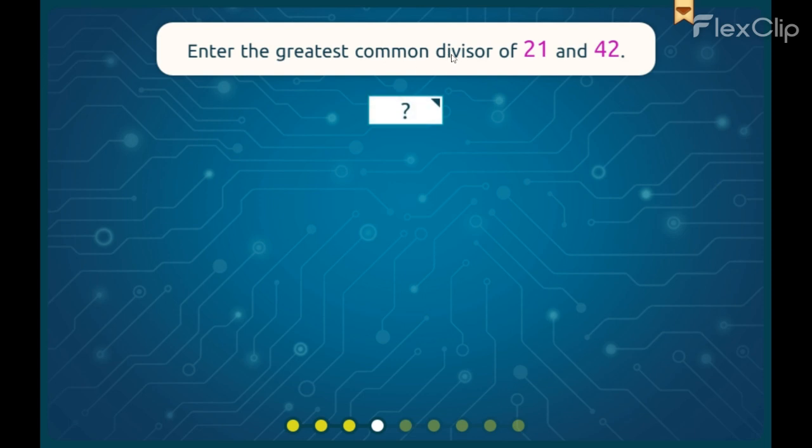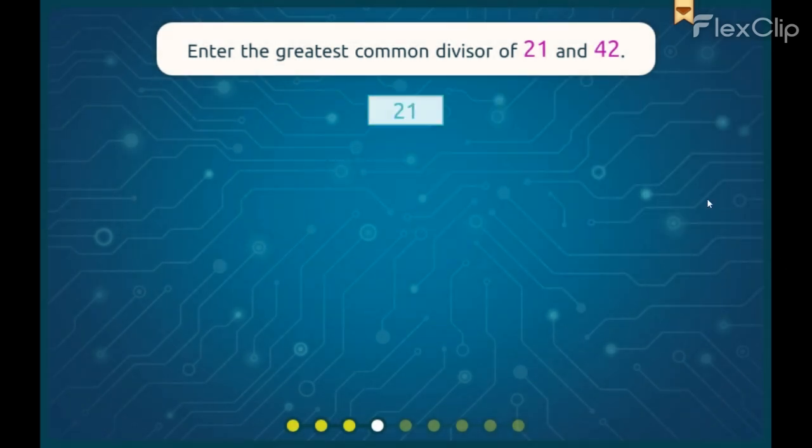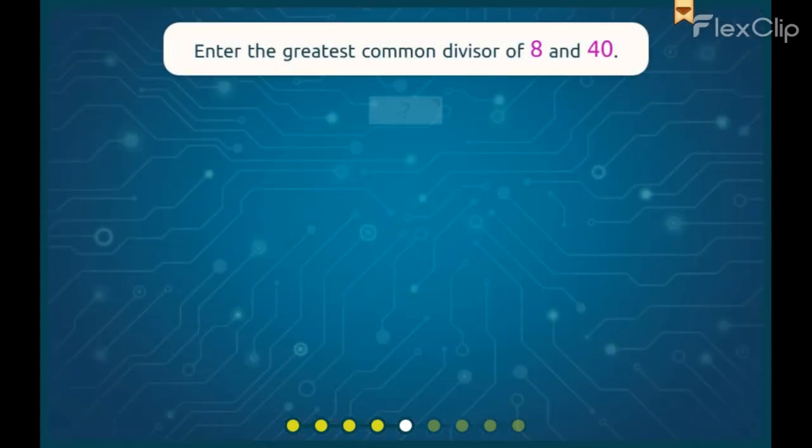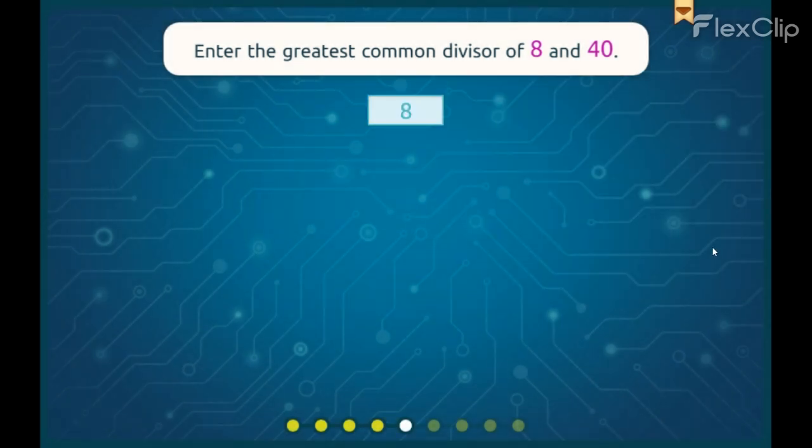All right, for the greatest common divisor, we're checking 21. Can 42 be divided by 21 equally? Yes, that's right. That's why the greatest common divisor is going to be 21. And we're moving forward. 8 and 40. Can we divide 40 by 8 equally? Yes, that's correct. It will be 5. That's why the greatest common divisor, or the greatest common factor, is 8. Correct.